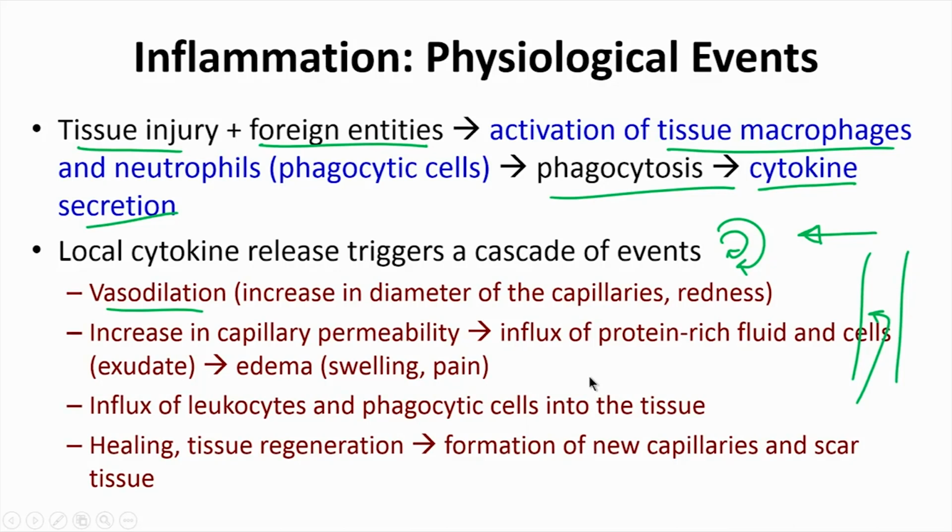And then the next step is, if you are able to clear whatever was a foreign entity and the body thinks that this is fairly compatible, then the next step is healing and tissue regeneration, which in the case of biomedical applications is what we want. So, more new vessels will form, and maybe scar tissue will form if it is a deep wound, and the healing process will start.